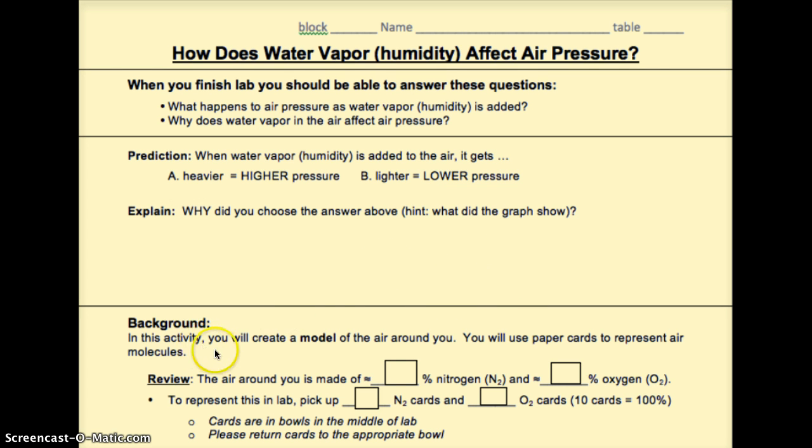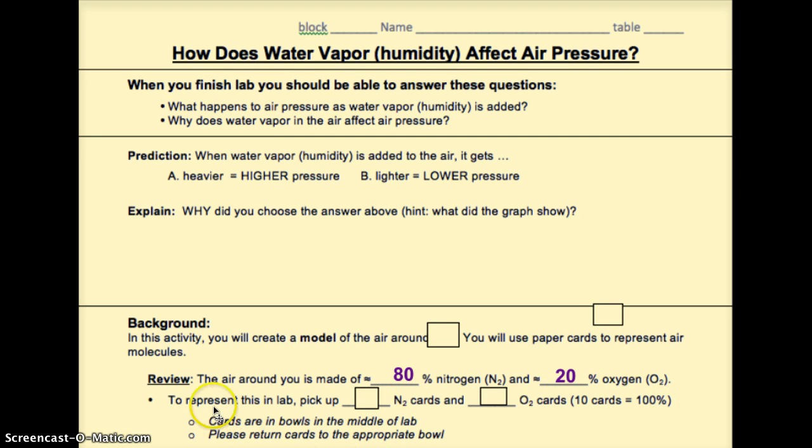And then for this lab, you're going to create a model of the air around you. When you get to lab, you'll see that there are green paper cards that represent the air molecules. So to review, what do we know about the air around us? The air around you is made of blank % nitrogen and blank % oxygen. See if you remember these percentages. Okay. Our air is about 80% nitrogen, between 78 and 80, and about 20 to 21% oxygen.